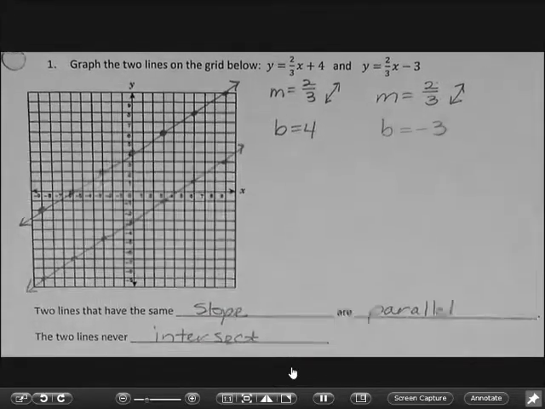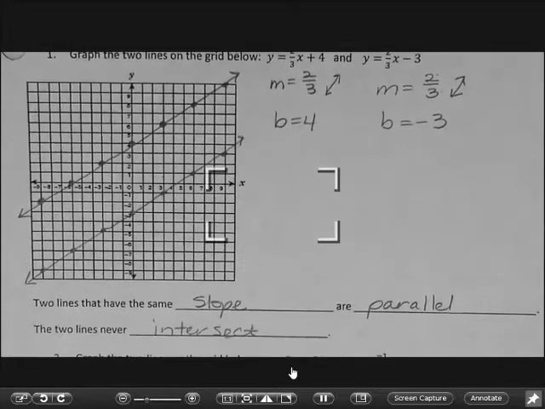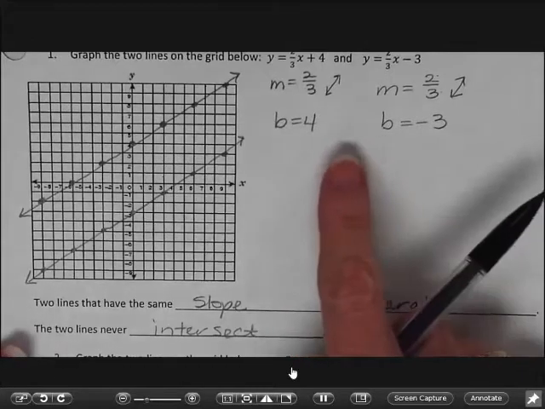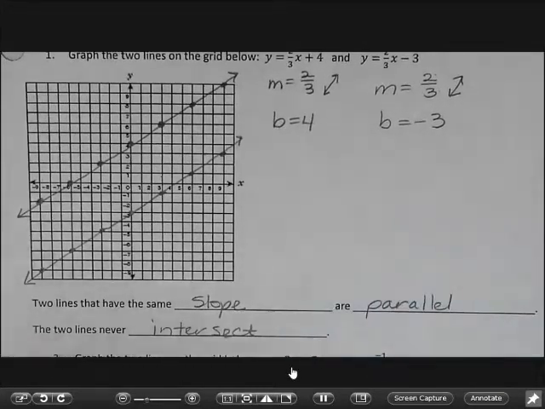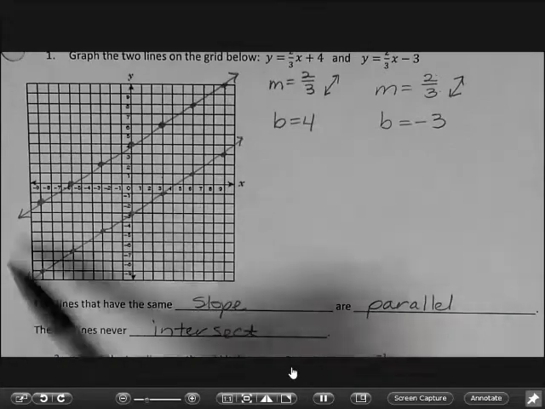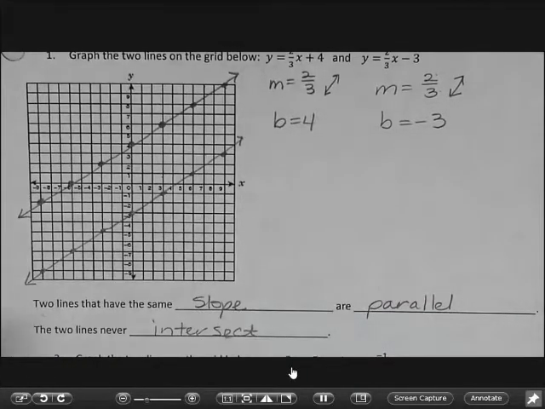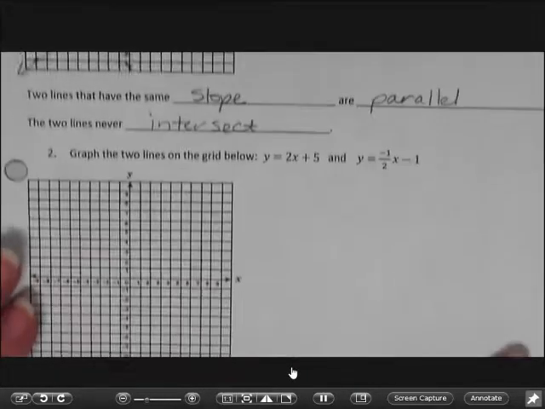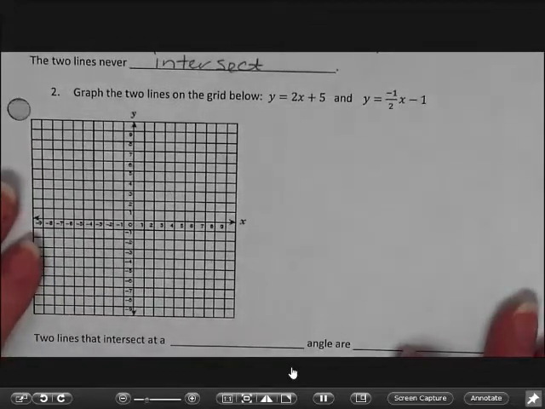The reason that they never intersect, if you think about our slope, in this example, every single time, they're both rising 2, running 3, rising 2, running 3. So they're moving at the same rate. Our slope is our rate, and that's how our graph is changing. And when you have that exact same rate of change, then your lines are going to end up being parallel.